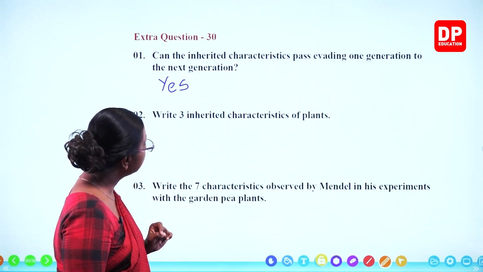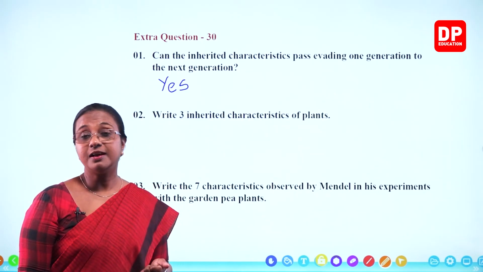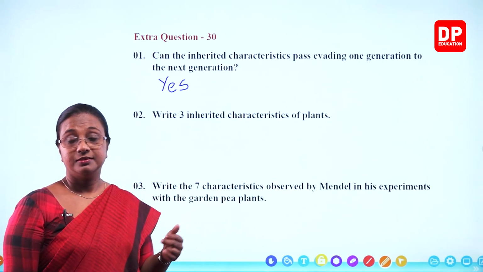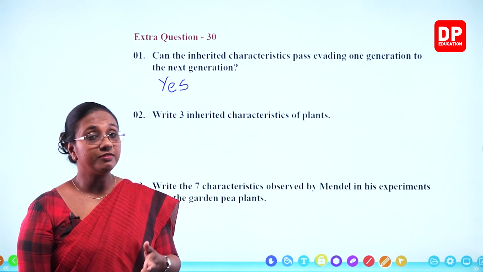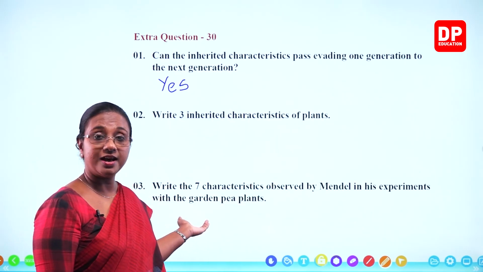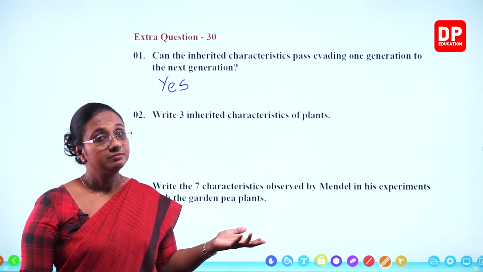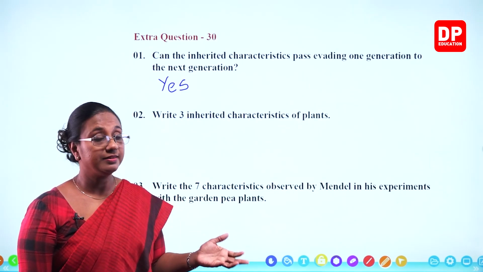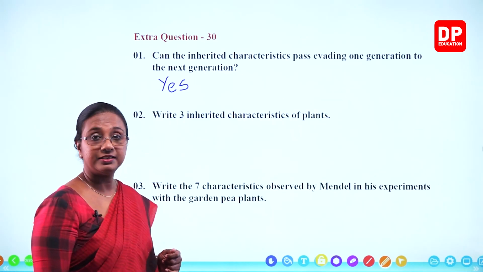Then you are supposed to write the second question. Write 3 inherited characteristics of plants. What are the inherited characteristics of plants? Tall and short character. Round seed, wrinkled seed. White color flower, purple color flower. Or another example, red color flower, white color flower. Color of the pod, yellow color pod, green color pod. Like that, you can write any 3 inherited characteristics.